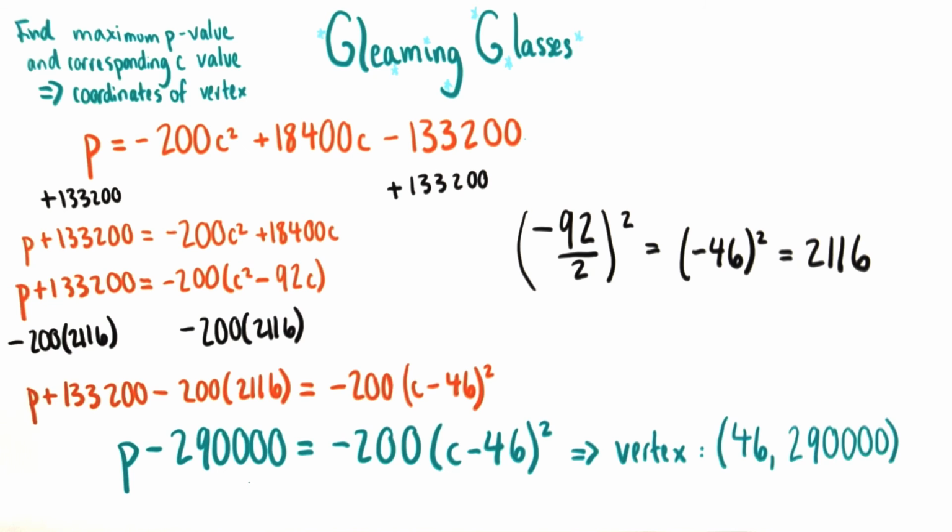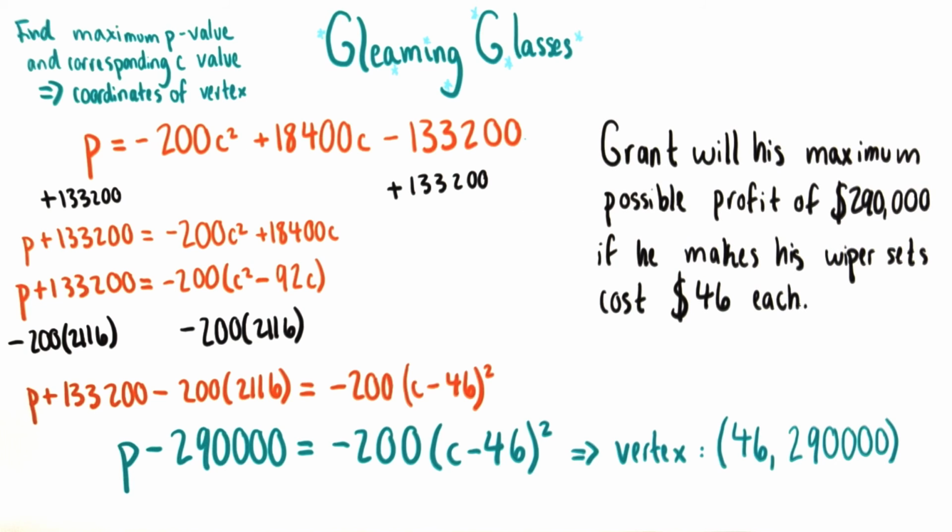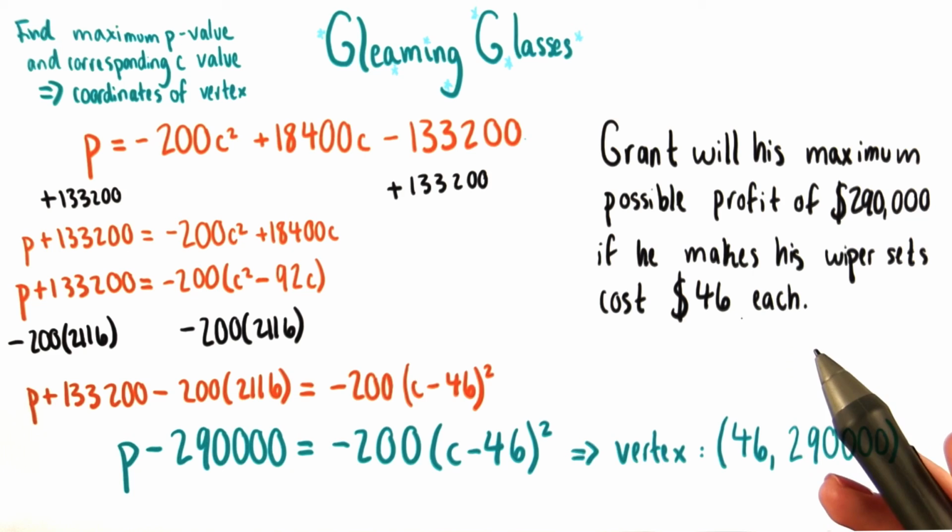So what does this tell us? Well, it tells us exactly the information that we were looking for. Graham will earn a maximum possible profit of $290,000 per month if he makes his wiper sets cost $46 each.